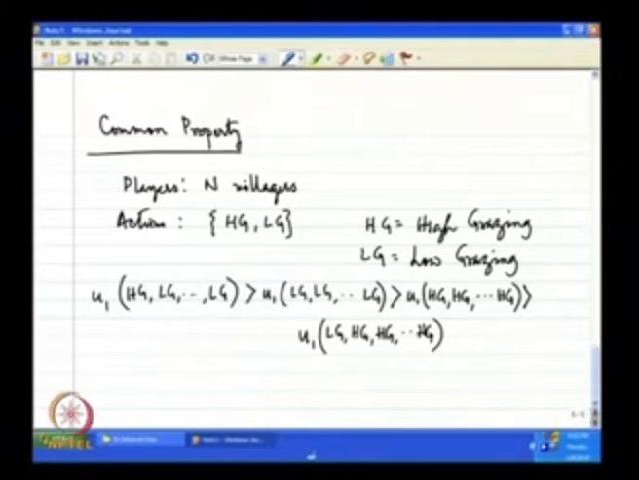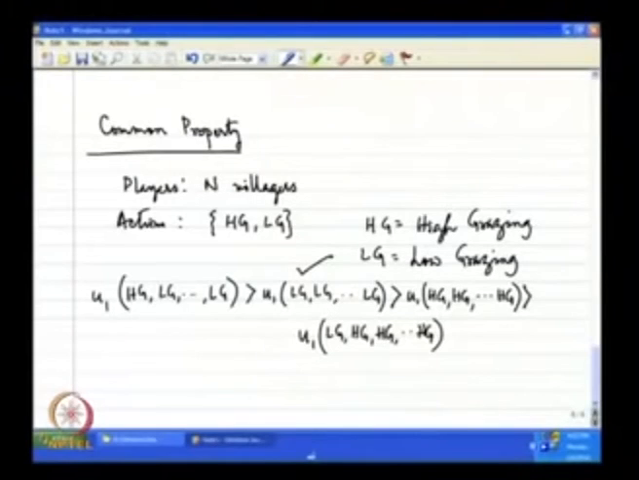Now, this is similar to the case of prisoner's dilemma, because you can see that this is the cooperation outcome. All of them have cooperated and they have decided, let us preserve this common property. But if I know that all of the other players are going for low grazing, it will be better for me to go for high grazing. This is free riding.